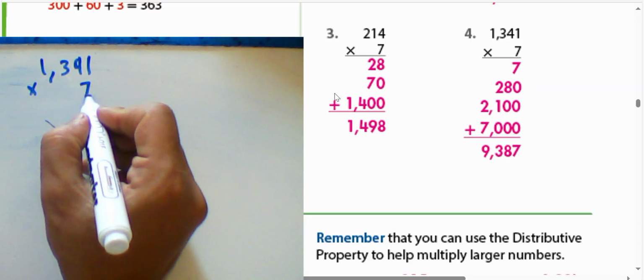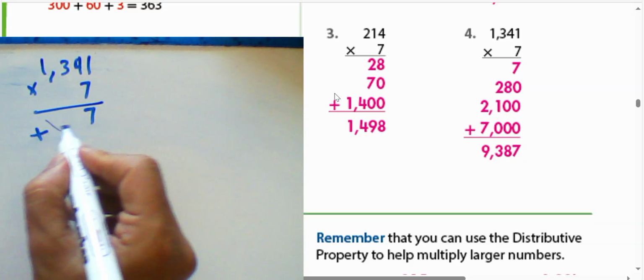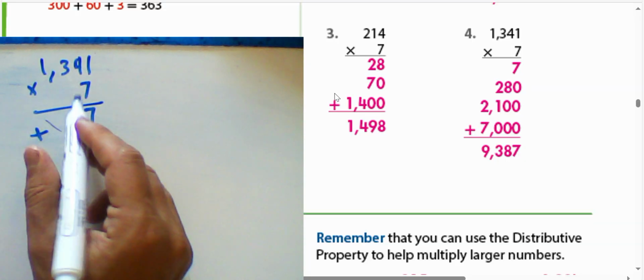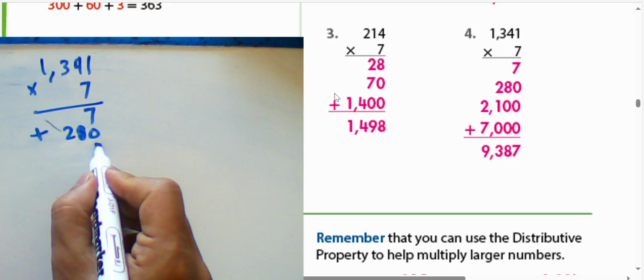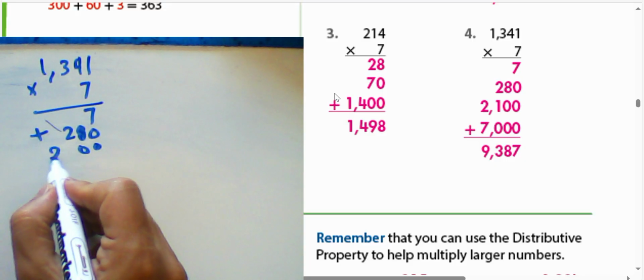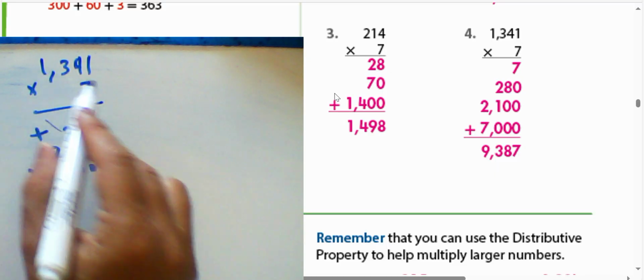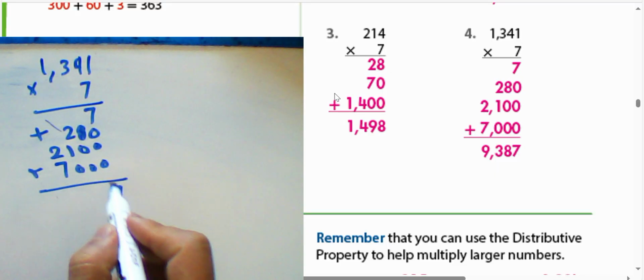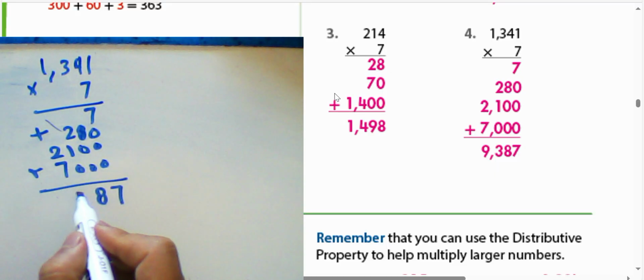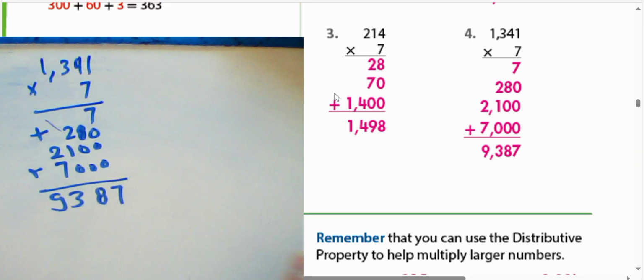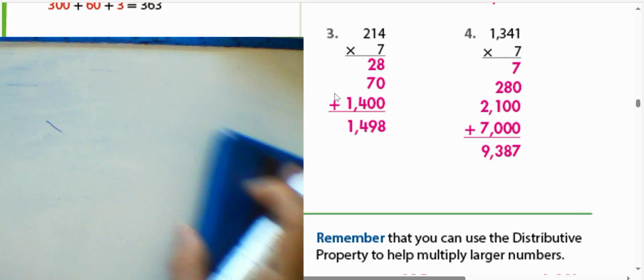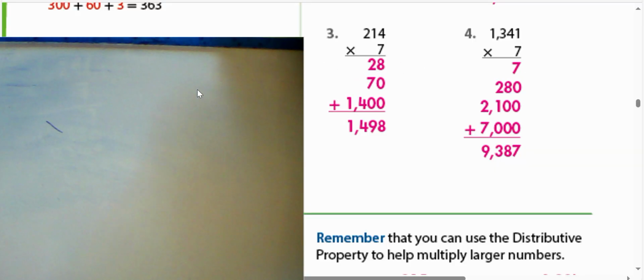1341 times 7. 1 times 7 equals 7. 4 times 7, write 0 here. 4 times 7 equal 28, and then write double 0. 3 times 7 is 21. And also write 000, because 1 lies in the thousands place. 1 times 7 equals 7. 8 plus 0 equal 8, and 2 plus 1 is 3. 7 plus 2 equal 9. 9387. Okay.